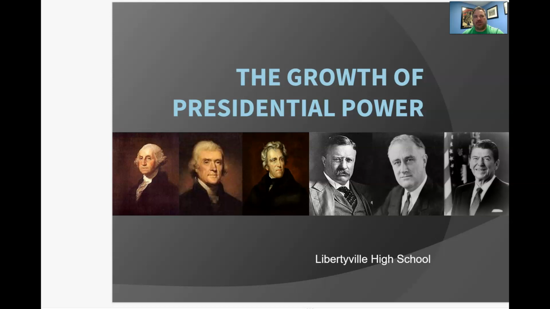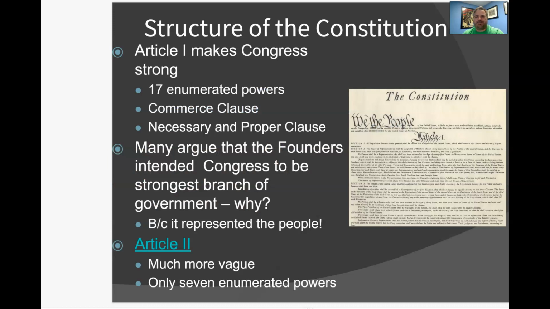And why is it that we continue to see what appears to be a growth in presidential power despite the checks and balances and other constitutional principles that we've already studied? How does this continue to happen? Well, let's look at the structure of the Constitution and contrast the powers of Congress and the powers of the president. Article 1 makes Congress very strong.